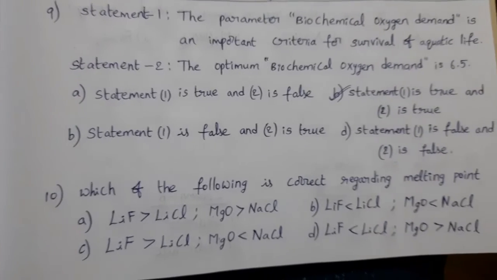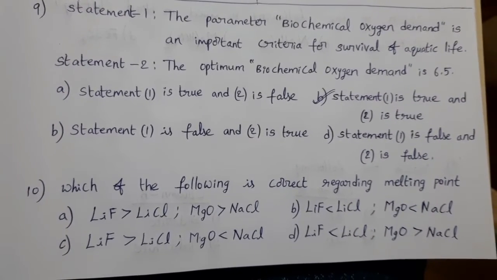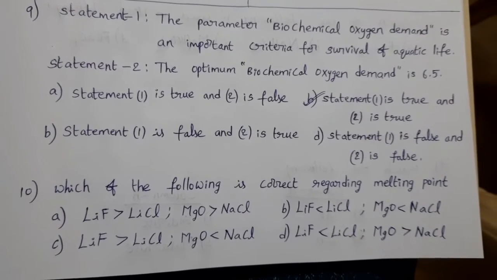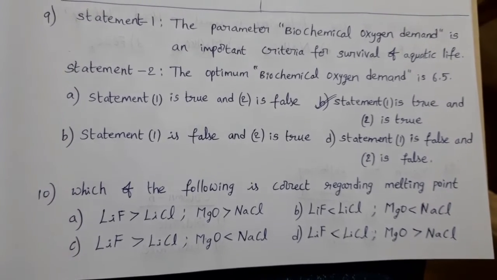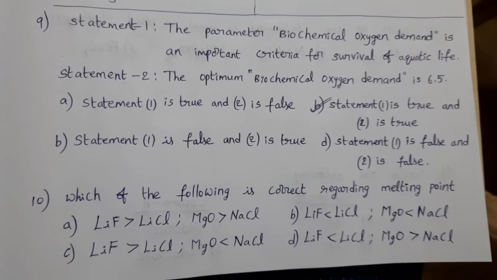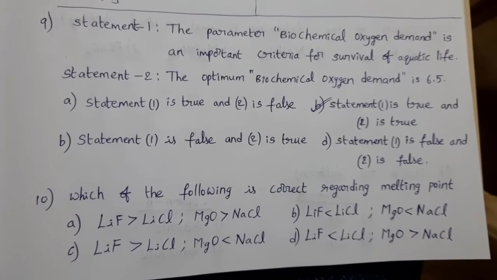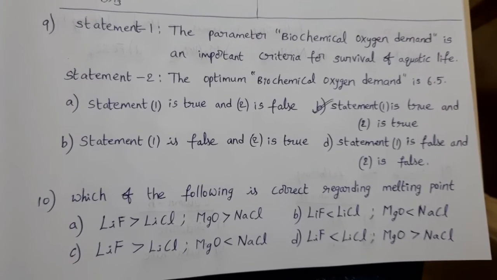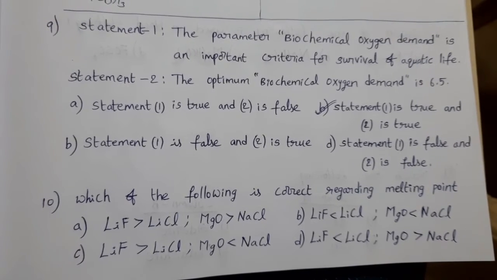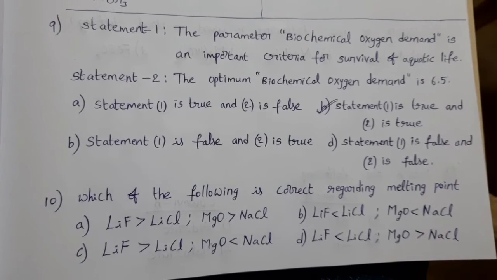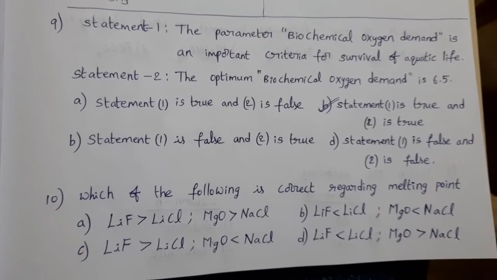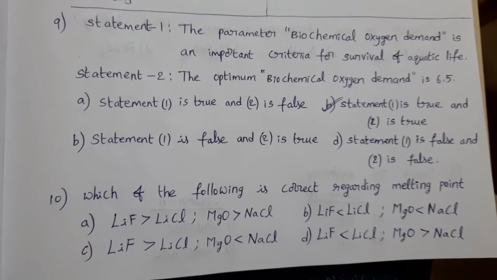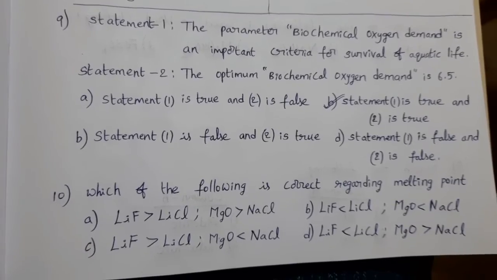Next, see this. Which of the following is correct regarding melting point? This question is related to S block elements. Based on melting point, we should find the order. Here, all are ionic compounds: LiF, LiCl, MgO, NaCl. Now, take option A: LiF, LiCl, MgO, NaCl.